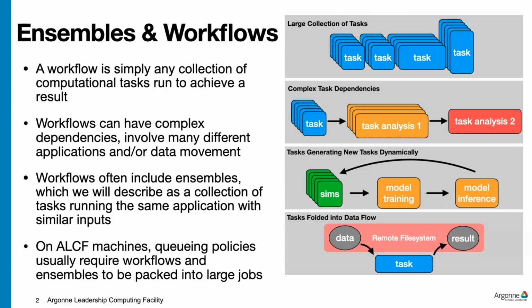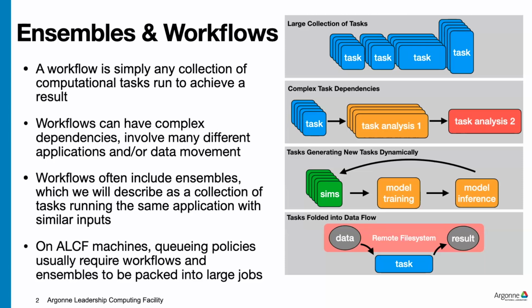Workflows can often include ensembles, which today we'll just simply describe as a collection of tasks running the same application with similar inputs. So for example, if you're running an application like VASP or LAMMPS on a bunch of different molecular systems, and you just have a large collection of these that you need to run, and the inputs might be slightly different from task to task, but you're essentially running the same thing on the same set of resources every time. You just have a really large number of them. Sometimes you'll hear the term bag of tasks. Like, how do you run just a big bag of tasks?